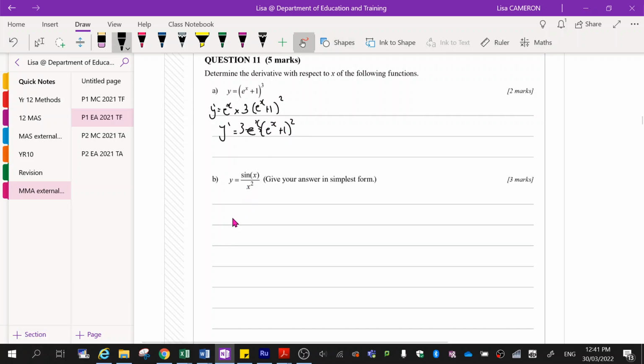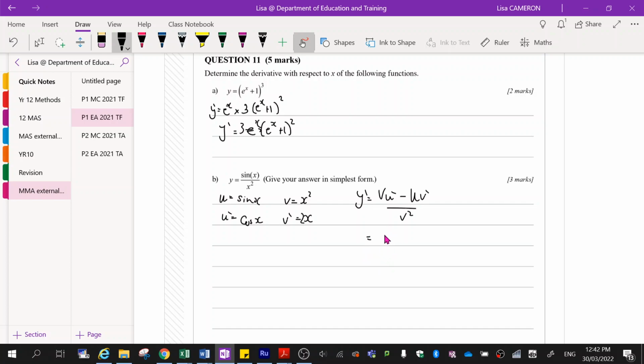This one here is going to require us to use quotient rule because they're dividing each other. So firstly, I'm going to start by defining u as sine x and deriving that one. Then I'm going to define v as x squared and I'm going to derive that. Okay, so now I'm ready to put it into quotient rule. So quotient rule is the derivative is given as v u dash minus u v dash all over v squared.